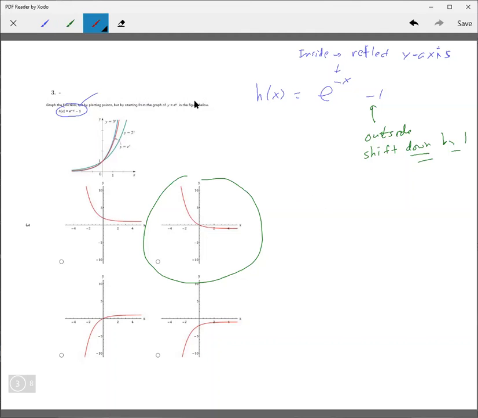And this problem is also asking you for the domain and range. The domain will be from negative infinity to infinity, and the range will be from negative 1 to infinity, not including negative 1, because it's been shifted down by 1. And the standard exponential functions, without any shifts or translations, have the x-axis, y equals 0, as the asymptote. So here, y equals negative 1 is the asymptote.